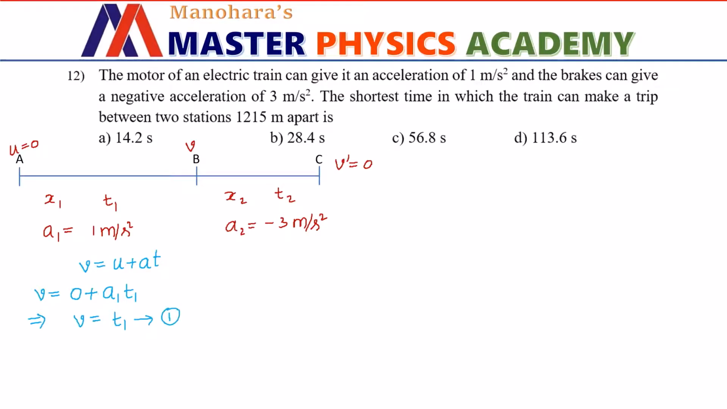And for the second part of the motion, we have final velocity is equal to 0, initial velocity is equal to v, acceleration is equal to a2, time is equal to t2. Substituting and simplifying, we will get v is equal to 3t2. This is equation number 2. From 1 and 2, we have t1 is equal to 3t2. Let us call this equation number 3.